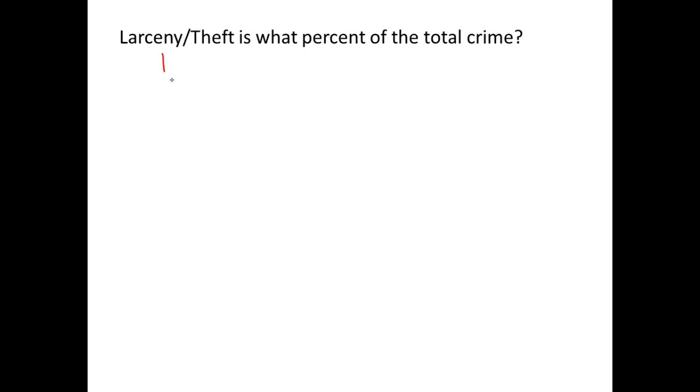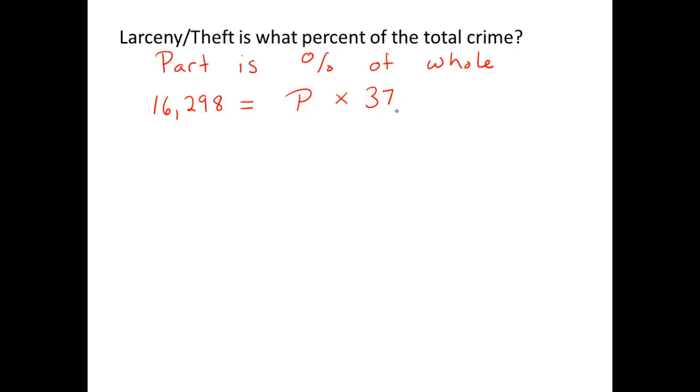We can translate this problem as part is percent of whole. The amount of larceny and theft is given as 16,298. Is translates into an equal sign. We don't know our percent, so we use the variable p. Of, we write as a multiplication sign, and the total crime is 37,917. We will solve for p by dividing both sides by 37,917.